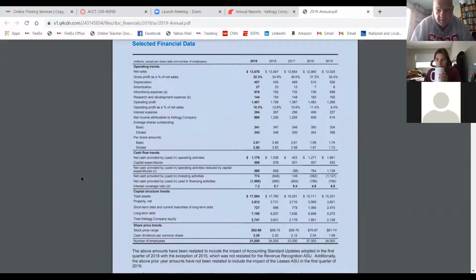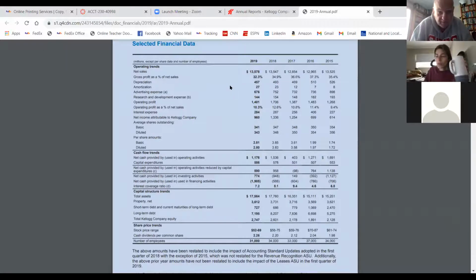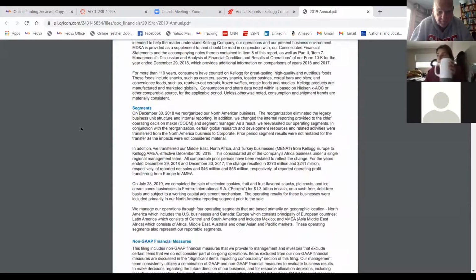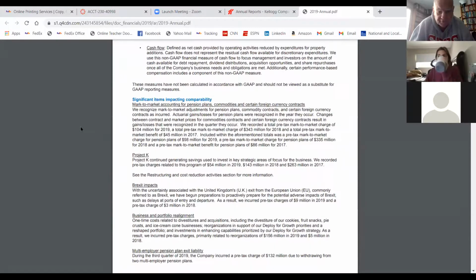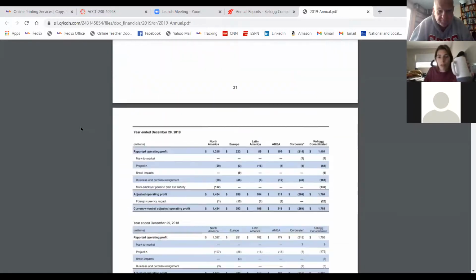You can get it from two places here. Take a look at this, Suda. Selected financial data. There's your net sales. They're not giving you the cost of goods sold, but they're giving you the gross profit percentage. So you can subtract that, and then put in your operating profit and back in. But if you go further, you can get it from there. And this will just take a few seconds here.